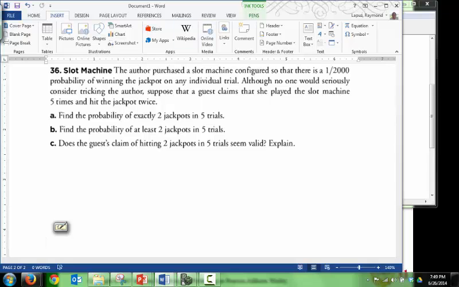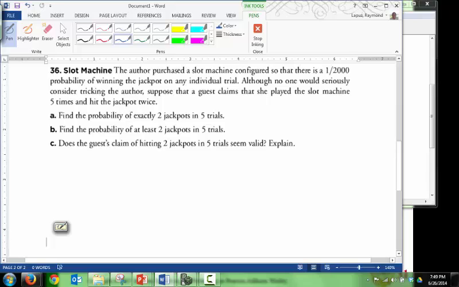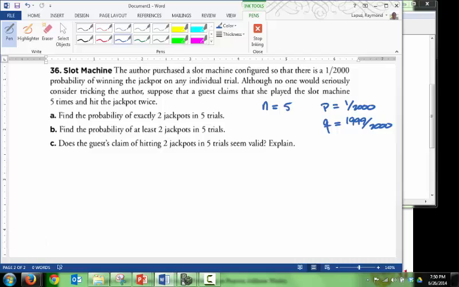So let's take a look at our scenario and identify the variables that we should identify, like our number of trials in this case is 5. Our probability of winning, our success, is 1 in 2,000. So our probability of losing, that would be Q, or failure, is 1999 out of 2,000. It's just a complement of P. So it says find the probability that you get exactly 2 jackpots in the trial.